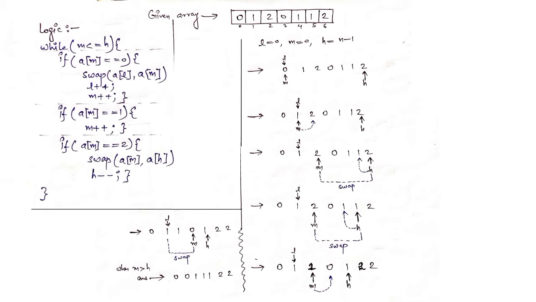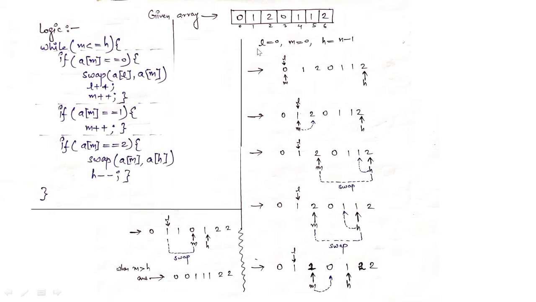We are given an array whose elements are 0, 1, 2, 0, 1, 1, and 2. The index here is starting from 0 and is ending at 6. We already know that the index of an array starts from 0. So if we have a total of n elements inside the array, then the last index will be n minus 1. So here is the logic for this solution.